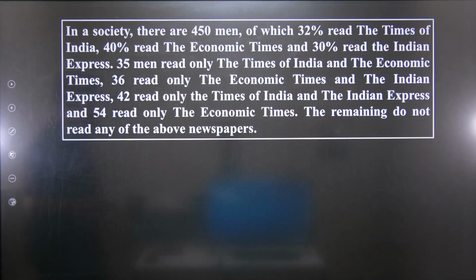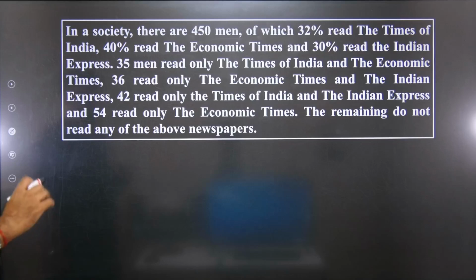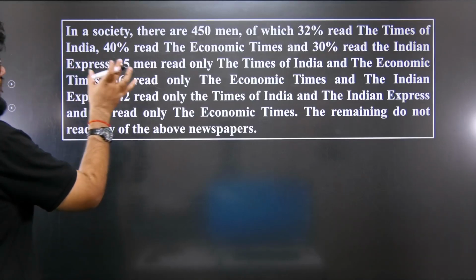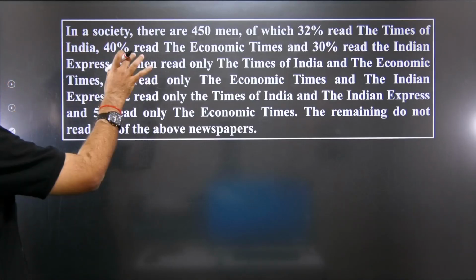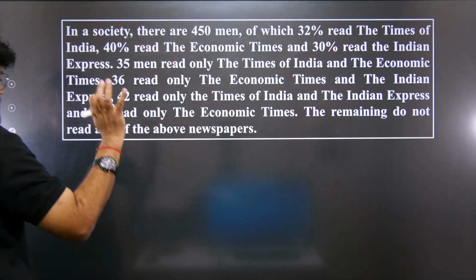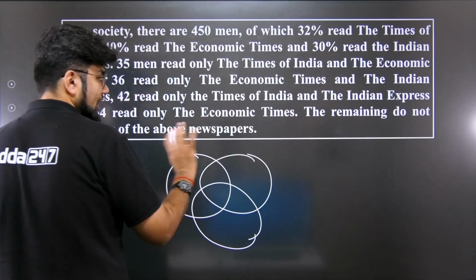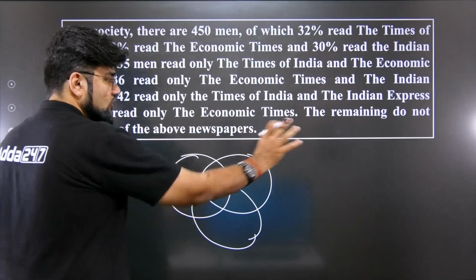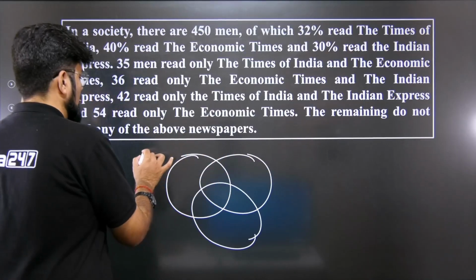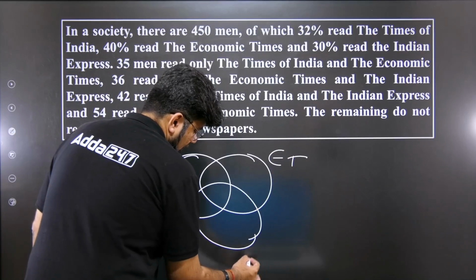So this is the passage. You can just go through it once. Now, what it is saying is, in a society, there are 450 men. Out of these 450, 32% read the Times of India, 40% read the Economic Times, and 30% read the Indian Express. So we have 3 newspapers here. We'll make those 3 newspapers in a Venn diagram format. You will always make a set of 3 like this, and a set of 2, normally intersecting with each other. Now, this is the Times of India. This is the Economic Times. And this is the Indian Express.